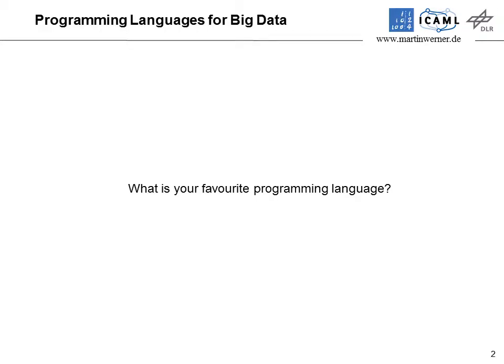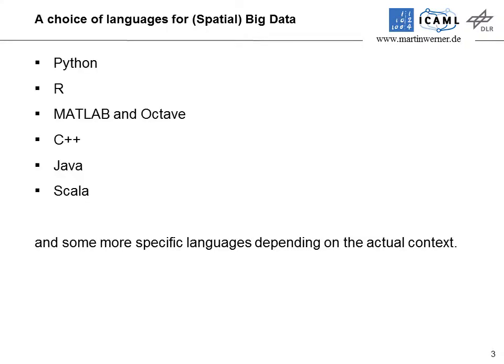So first think about yourself. The first question you should ask is, what is your favorite programming language? What do you like about the programming language you know? What do you dislike? And then look at the list of programming languages that I think are most important in the big data area. So these are Python, R, MATLAB or Octave.